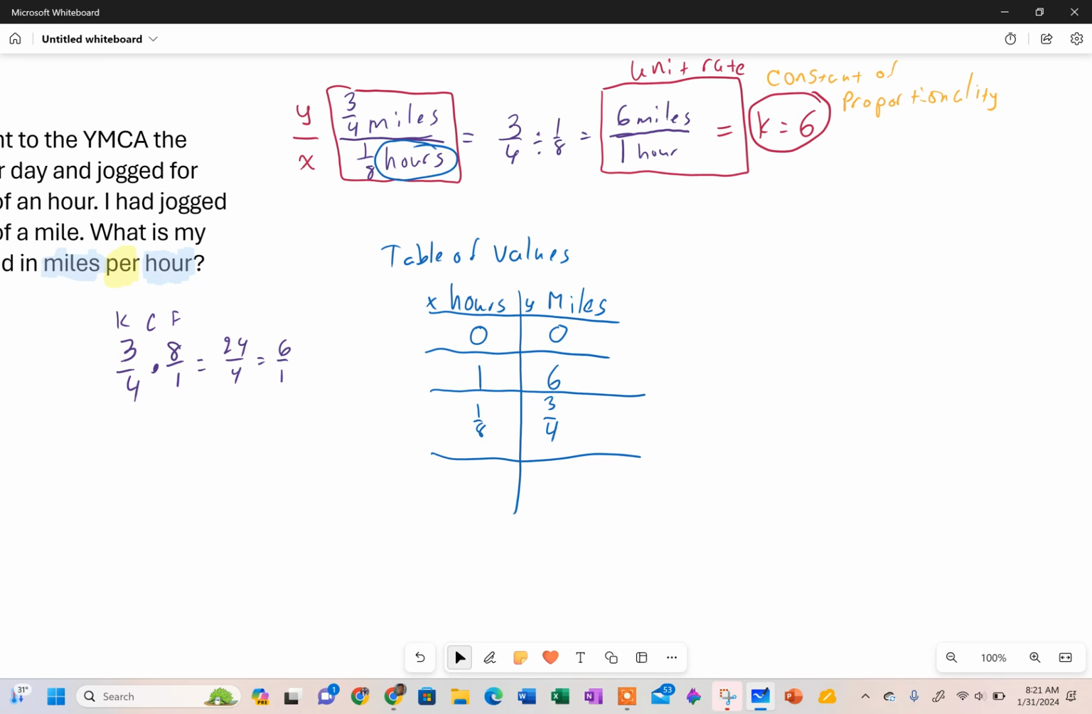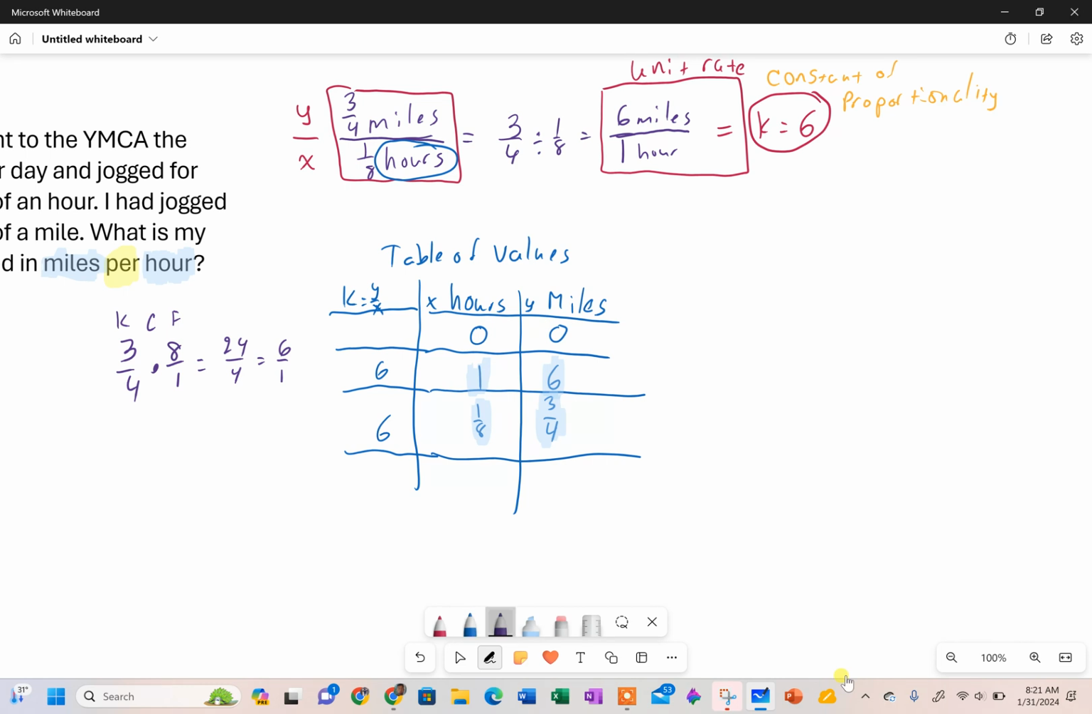If you divide, remember I said k equals y over x. Besides for the 0, 0, if you divide your y value by your x value, you will get 6. If you divide this y value by this x value, you will still get 6. And the reason why is because it's called a constant of proportionality. It means that it is always going to be the same number.